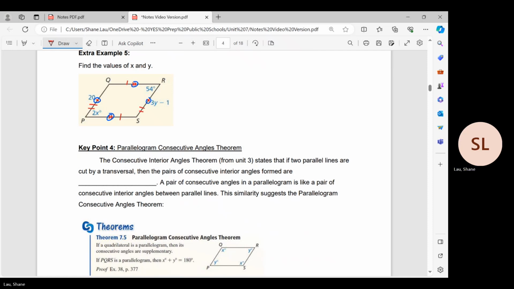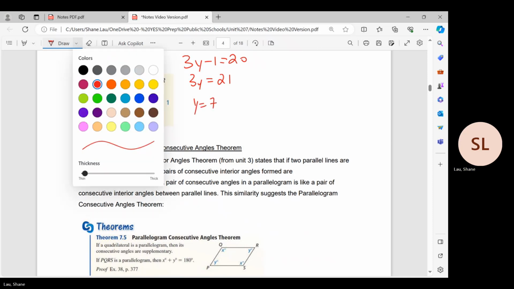Okay, so let's go ahead and solve for our sides then. We know that 3y minus 1 is equal to 20 because PQ equals RS, right? Again, I'm just going to go ahead and skip those steps. So we get 3y on one side, add 1 on both sides, we get 21. Divide by 3, y equals 7. Pretty simple.